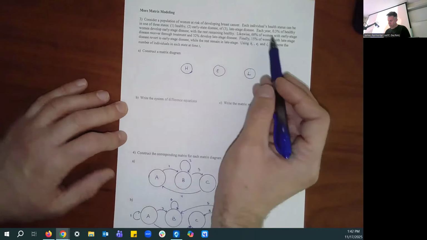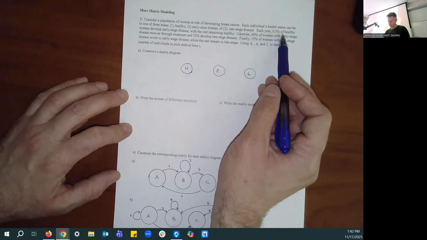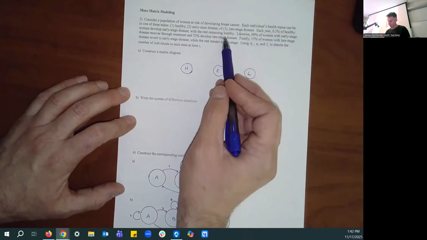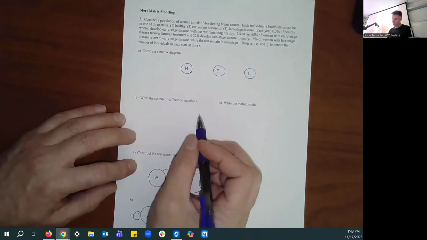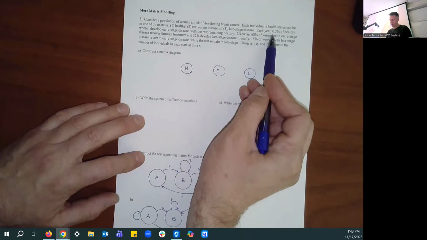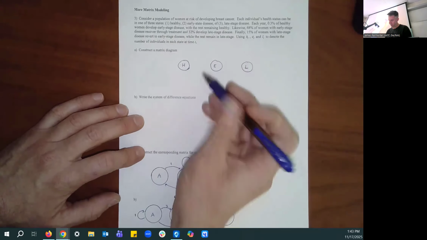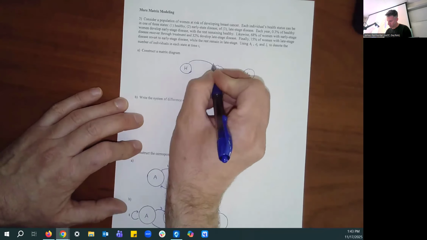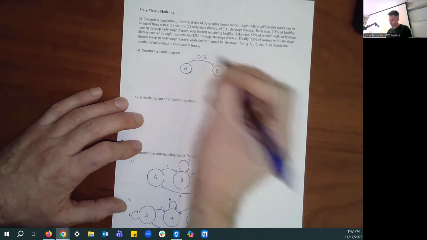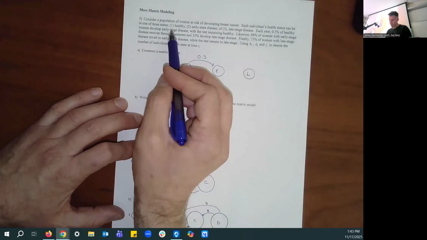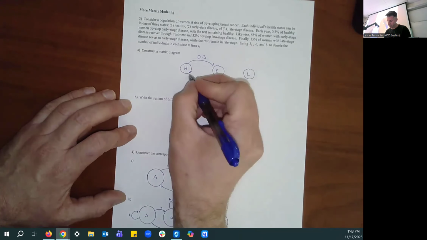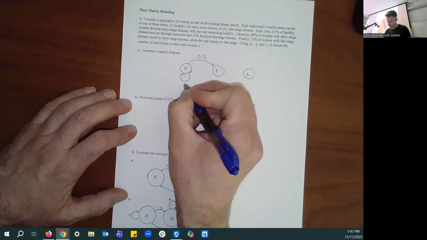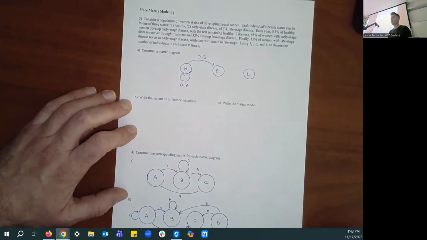We know that each year, 0.3 of healthy women develop early stage, with the rest remaining healthy. So even though I said I wanted you to do this, I think we should do it together. Each year, 30% of healthy move over to early stage. So from healthy to early, we have 0.3 or 30%. The rest of the women that were healthy remain healthy, though. So the other 70% just stick around and stay healthy.